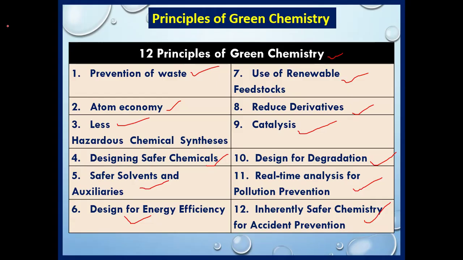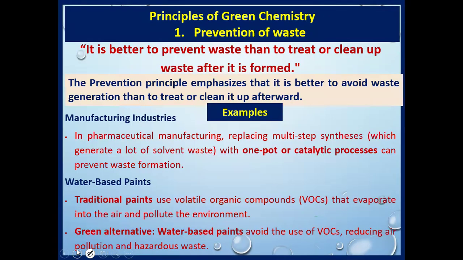Through these principles, green chemistry achieves its goal, that is to reduce the incorporation of harmful or hazardous chemicals in the environment. So in this lecture and the coming few lectures, we will cover all these 12 principles of green chemistry in detail. So let us begin with the first principle of green chemistry, that is prevention of waste.